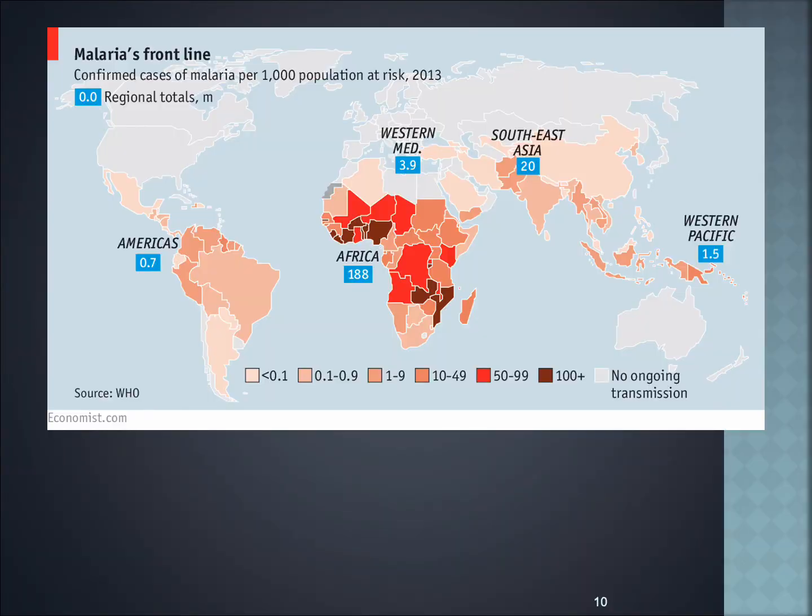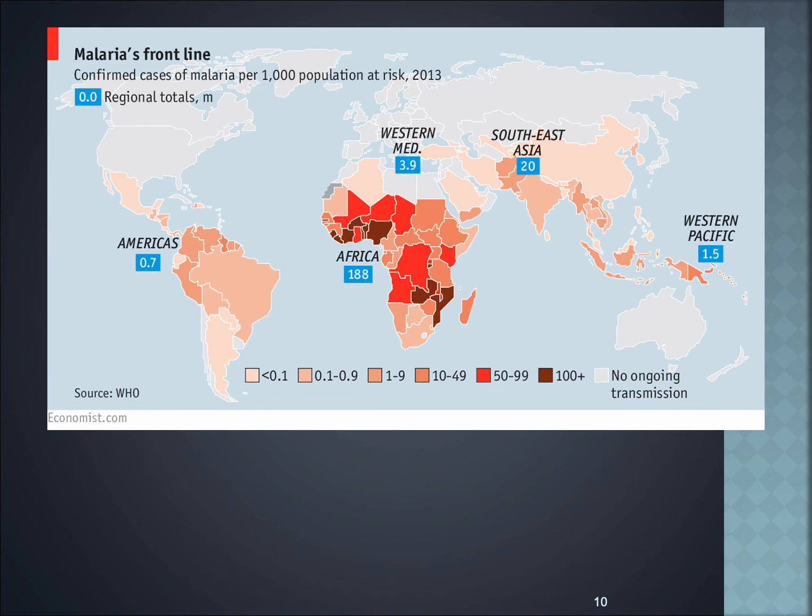This is a map that shows us malaria. This is confirmed cases per 1,000 people in 2013. The numbers here are in millions. So the Western Mediterranean had 3.9 million cases. Africa had 188 million cases. So you can see what we've got going on in this map.